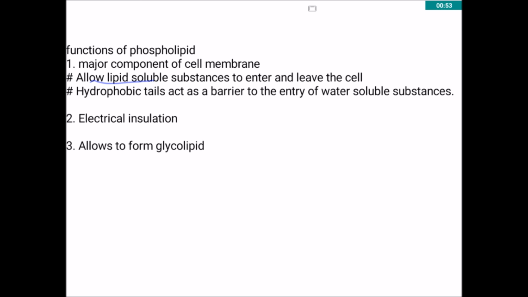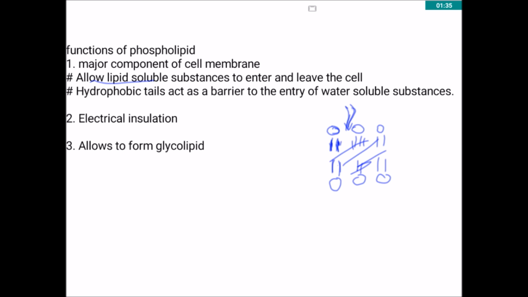If I draw a very quick diagram of the cell surface membrane, this is a phospholipid molecule, the head and the tail. These are arranged in two layers, which is called the phospholipid bilayer. We'll learn about this when we talk about the cell membrane structure in detail. When a water-soluble component tries to pass through the membrane, the tails won't allow it to pass through because they act as a barrier.